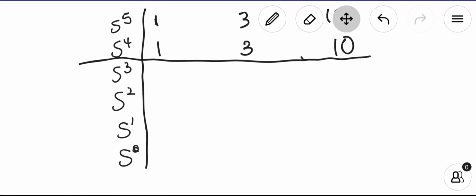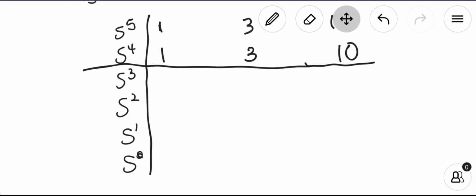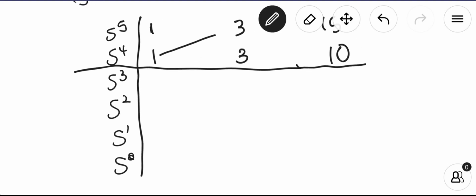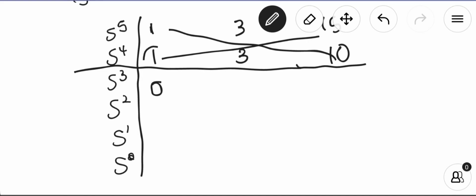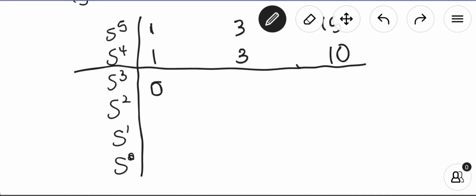So now, from my previous video, I already explained how the operation goes. This will be 1 times 3 minus 1 times 3 divided by 1. This will give you 0. The next will be 1 times 15 minus 1 times 10, all divided by 1. This will give you 5.